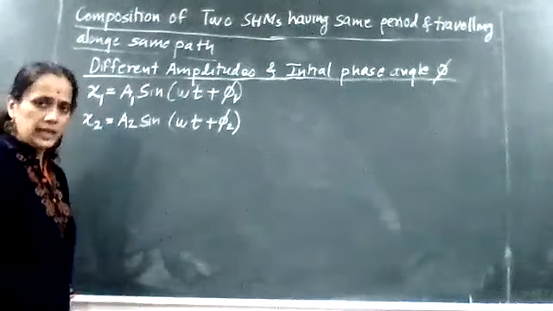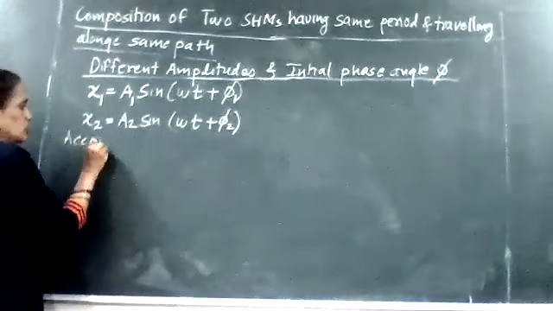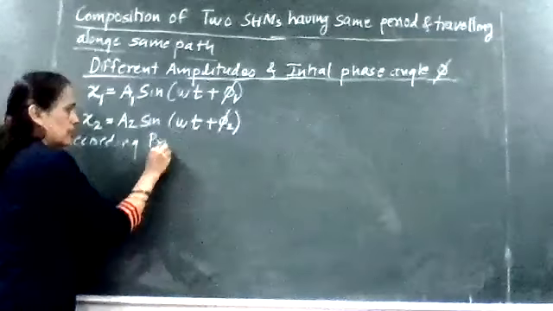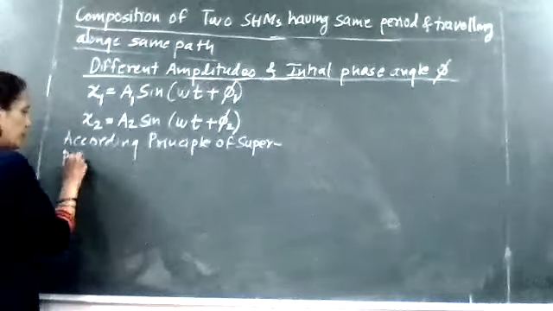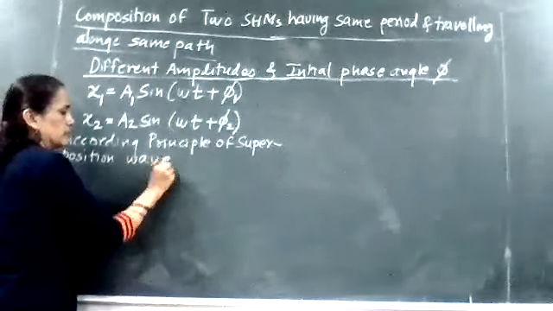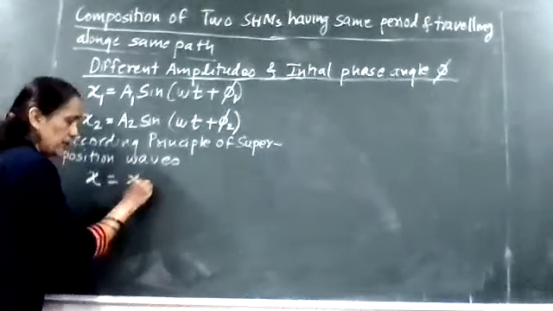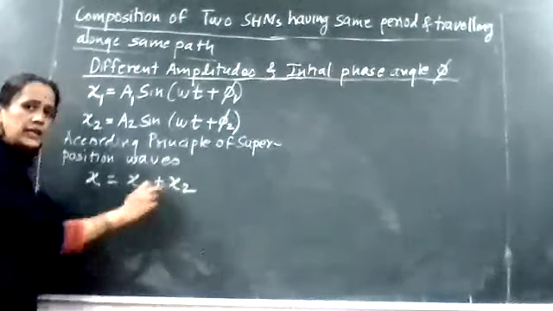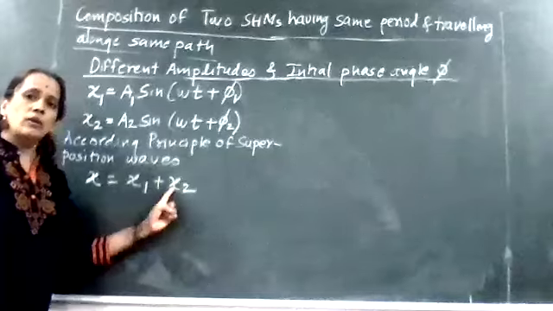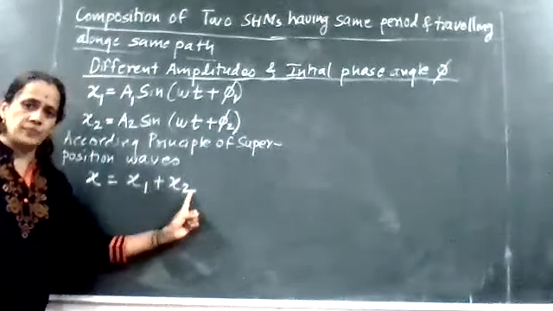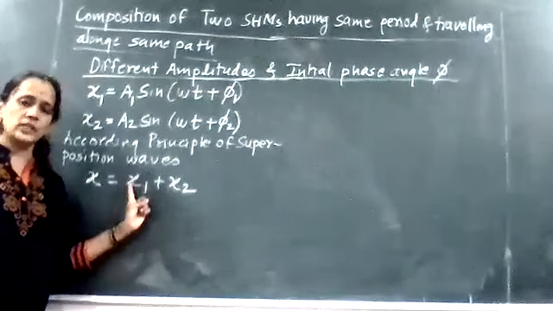Now, composition of these two SHM is according to the principle of superposition of waves. What does this principle of superposition of waves say? That the resultant displacement of SHM is nothing but the vector sum of the displacement produced by each wave individually. Now the first wave has a displacement x1, the second wave has a displacement x2. So the resultant displacement x is equal to x1 plus x2. This is called the principle of superposition of waves. So according to the principle of superposition of waves, I can write down x is equal to x1 plus x2.